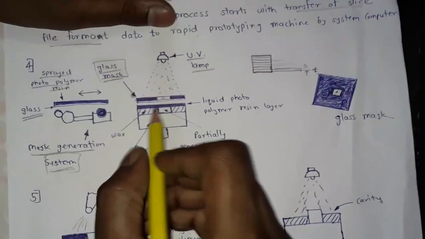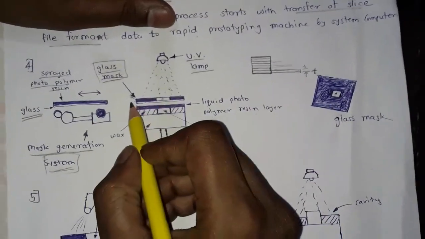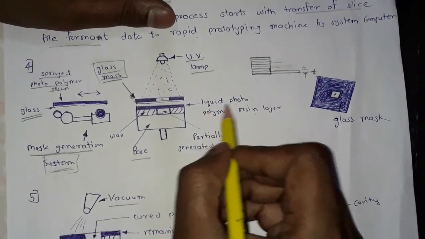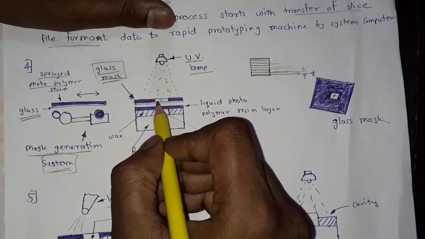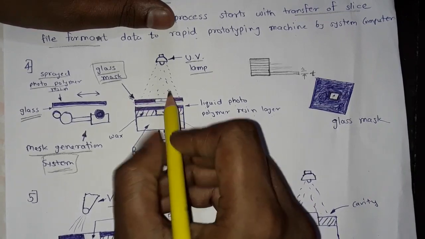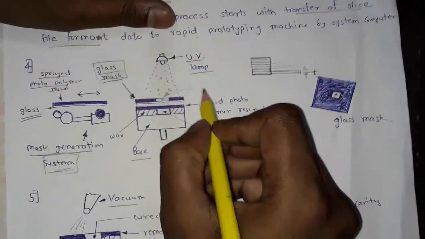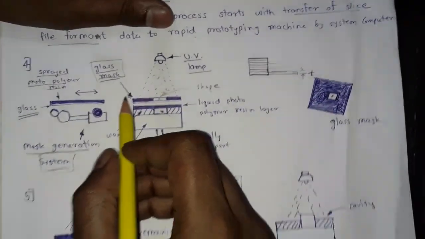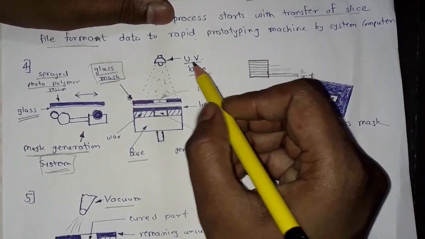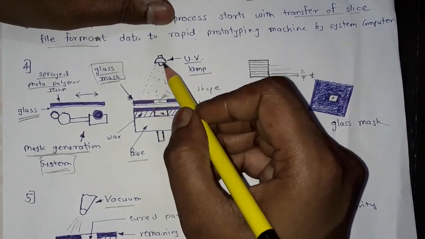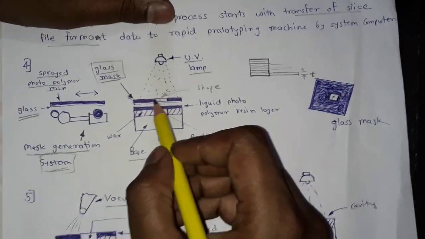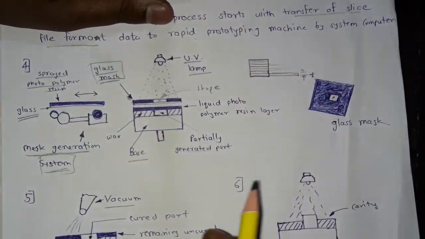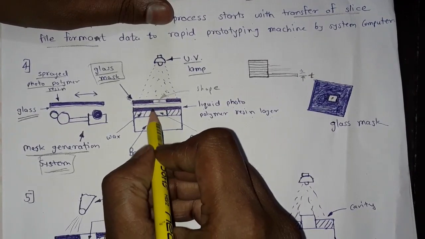Okay, and after that, we keep our glass mask above it. As you can see, this is our glass mask, which is above the liquid photopolymer resin layer. This is our layer, or you can say this is the shape which we want to produce in this layer. After keeping the glass mask above it, we start the UV lamp, as you can see here, and the UV rays go onto this, and the liquid photopolymer resin gets cured or solidifies. This portion will get cured in this case.